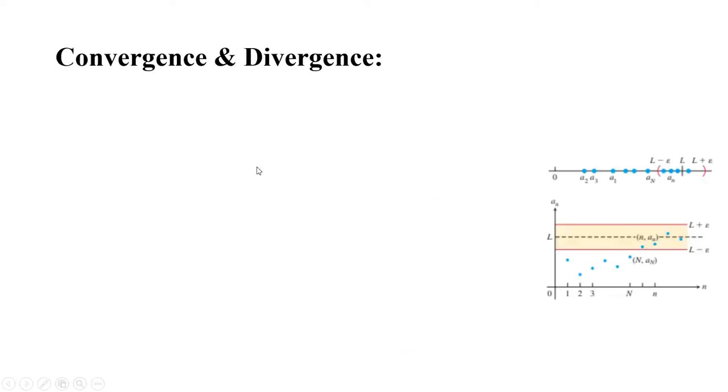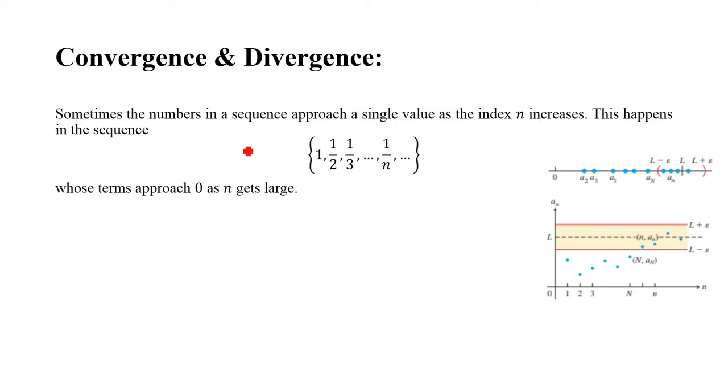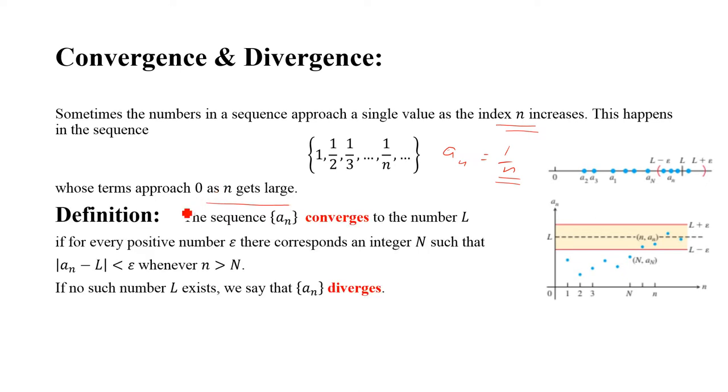Now, convergence and divergence of a sequence. Sometimes the numbers in a sequence approach a single value as the index n increases. This happens in this sequence, for example: 1, 1 over 2, 1 over 3, and its nth term is 1 over n. As n increases, this nth term decreases and approaches 0. This leads us to define the convergence and divergence of the sequence.